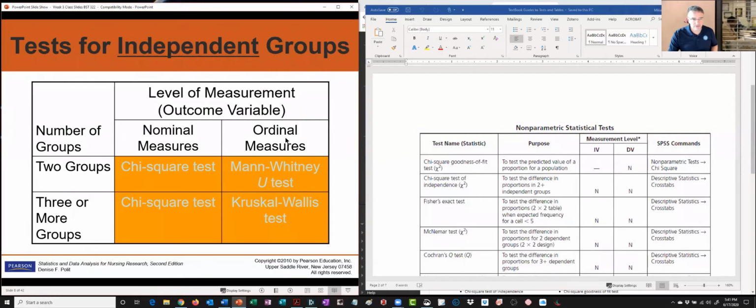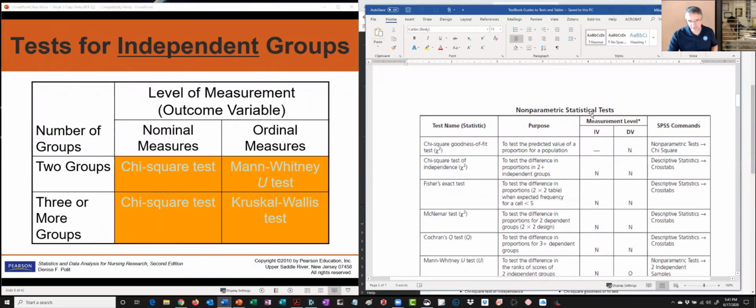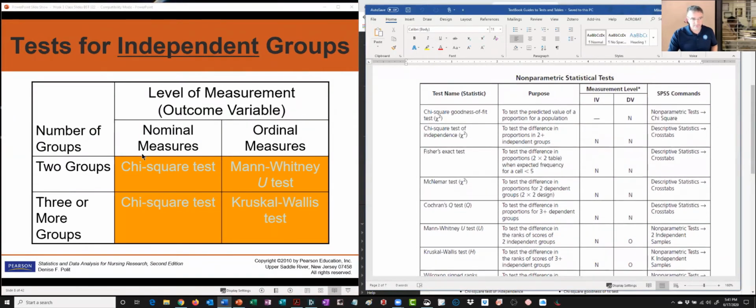And this is a cute little table too, that's sort of the same thing you're seeing over here, but we're going to spend most of our time tonight on chi-square. Nominal level measurements and two groups or three or more groups. So you can have a 2x2 table, 3x5 table. As long as both are nominal measures, nominal groups, you're going to do a chi-square test. If you have a ranking and you have an ordinal measure, then you use these other types of tests. And we'll talk about these as we go on.